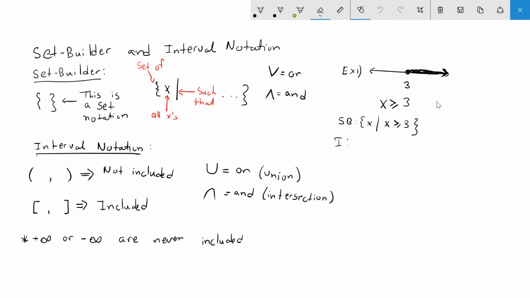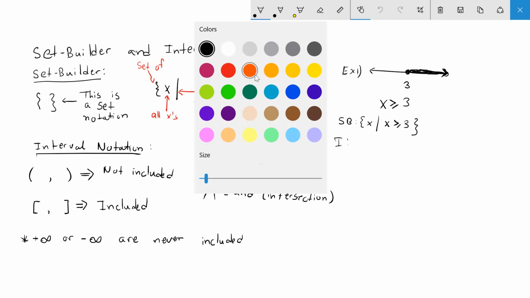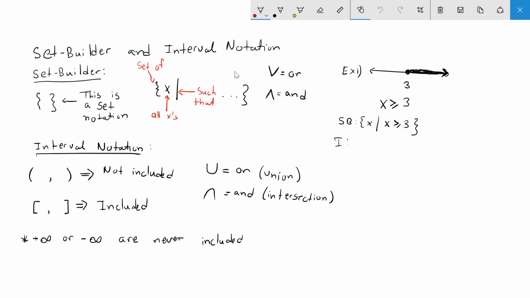Now let's represent this using interval notation. For interval notation, let's first analyze the number line. When we look at it, the 3 has a closed circle. That closed circle represents inclusive. So a little closed circle here means this is included. And we're shading in every single number after 3. So that's 4, 5, 6, all the way up to positive infinity. And now you can get an idea where we're going to use infinities for interval notation.